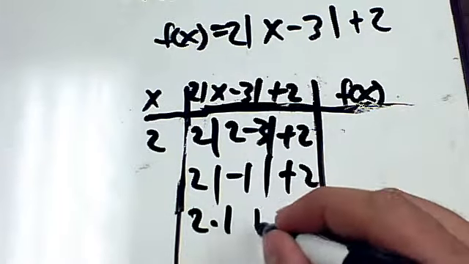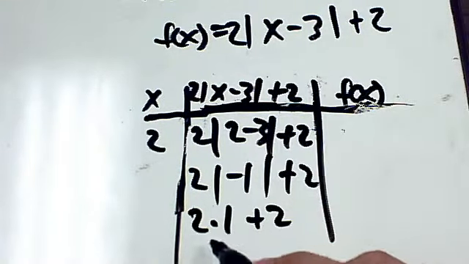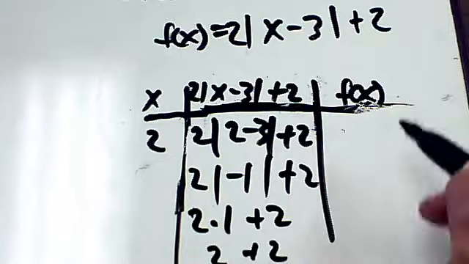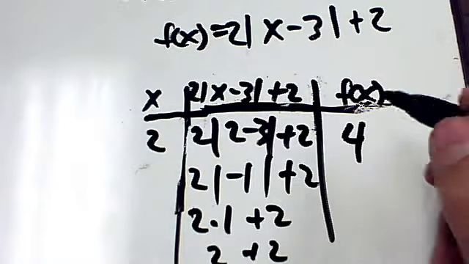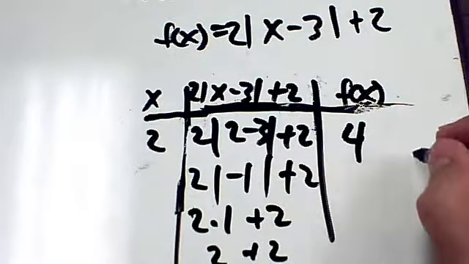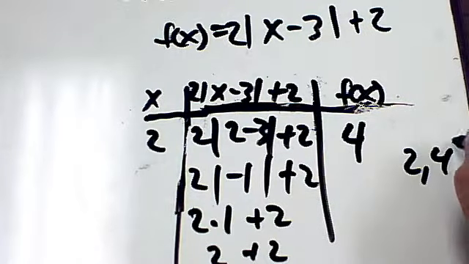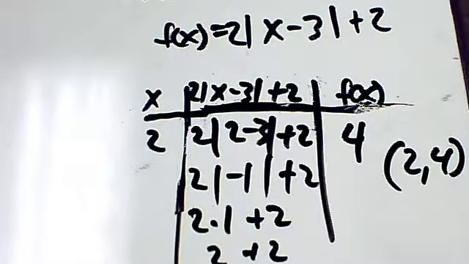So 2 times 1 plus 2. 2 times 1 is 2, plus 2 is 4. So then we'd have a coordinate point at 2, 4. And that's how you calculate absolute value.